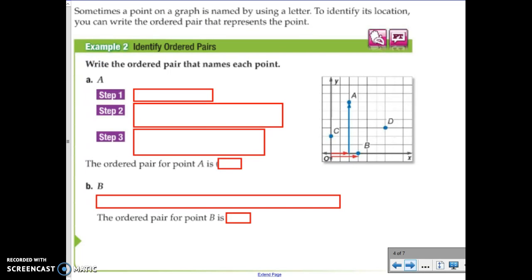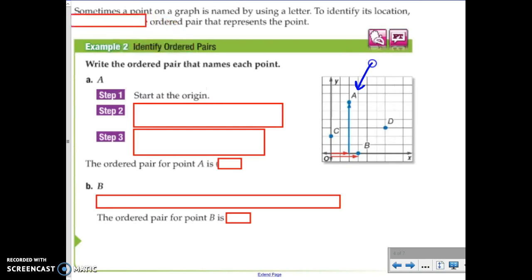Sometimes a point on a graph is named by using a letter. So to identify that location, you can write the ordered pair that represents the point. So here you're just going to find where point A is, which is right here. And you're just going to write the ordered pair that corresponds with that.